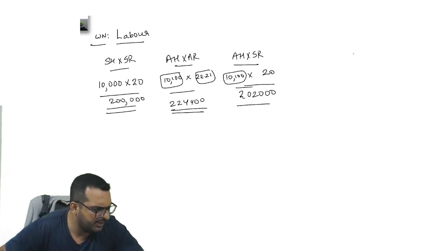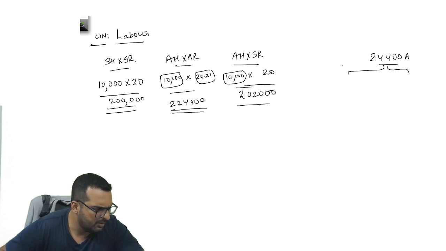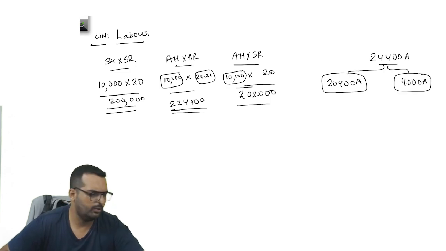All right, so what are the labor variances you get? 24,400 adverse. Then you have 20,400 adverse. And what is the last one? 4,000 adverse.